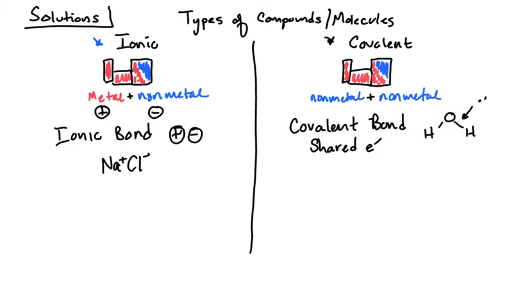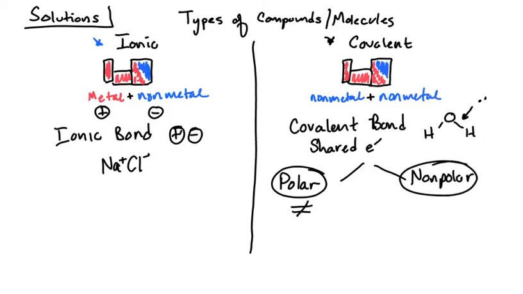Each line here is a pair of electrons that are shared. But the problem is that not all atoms are going to share those electrons equally, which is why we have two different kinds of molecular compounds or covalent molecules. The first kind is going to be polar. This is when they are not shared equally. And over here we have nonpolar. This is when they are shared equally.